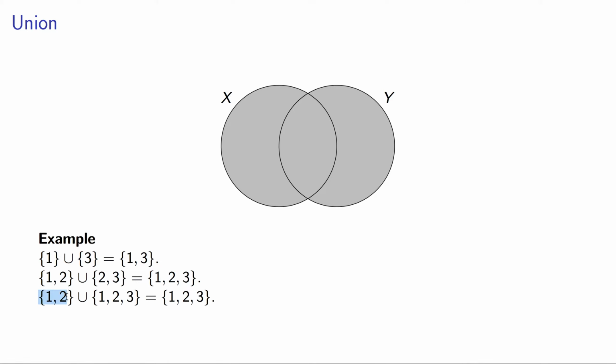And another example, the set with 1 and 2, union the set with 1, 2, and 3. This is interesting in the way that the first set is a proper subset of the other. In such a case, the result is the bigger set. So the result is the set with 1, 2, and 3.